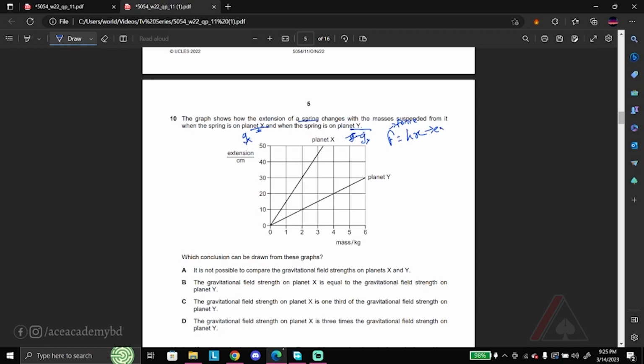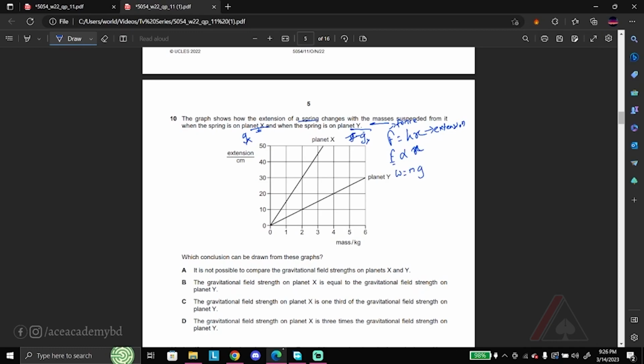where F is force, x is the extension, and k is the spring constant. So in other words, we can write that force is directly proportional to x. All right. Now let's find out what the force here is. It talks about masses. So the force a mass can exert is its weight.